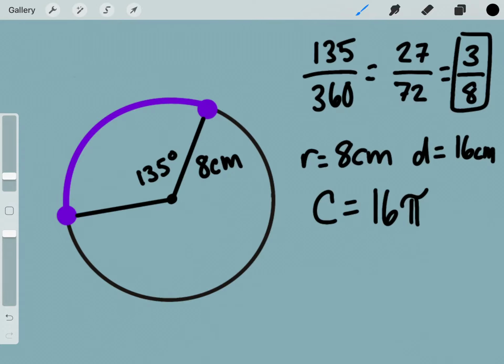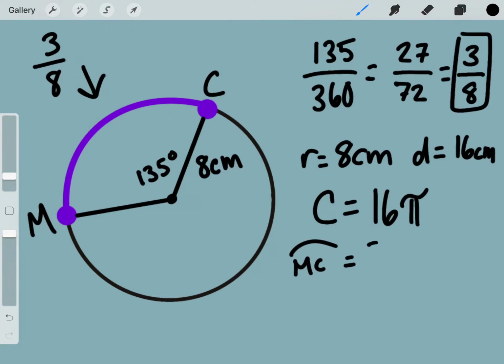16 times pi, that's the formula we reviewed in that previous video. All right? But that's not the last step, because we're not looking for the circumference. We're just looking for the arc length of that purple arc we have highlighted here. All right? So let's get calculating. We know that that purple arc takes up 3/8 of the circle. And we know the total circumference is 16 pi. So I'm going to name this arc MC. So I'm going to say arc MC equals 3/8 times the circumference of 16 pi.